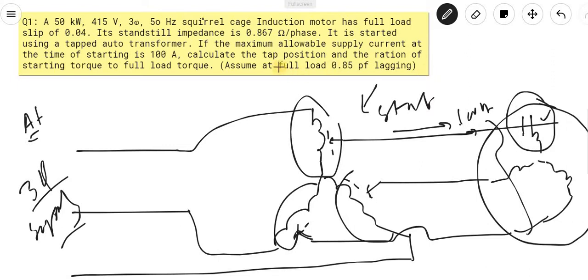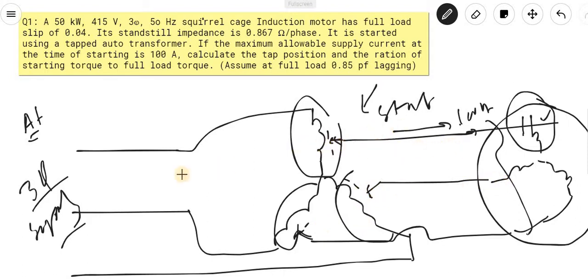Now here the question is given the tapping position, so we simply have to consider that this kind of starter will be a three-phase auto transformer starter. We just have one figure: the three-phase supply is given, and this is the auto transformer. This winding gives the supply, and this is the variable point. From the variable point we will get the three-phase supply.